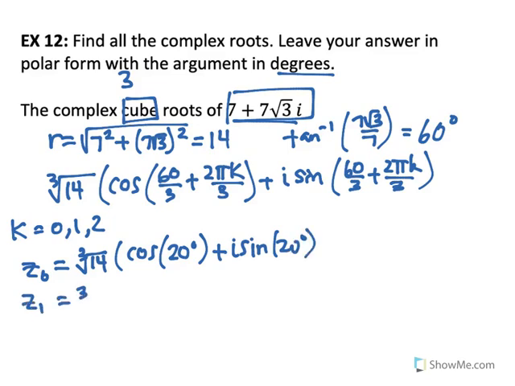For your z sub 1, we'll take the cube root of 14 times cosine. Now this k right here becomes a 1, and this was 20. So then I have 20 plus 2 pi. It does say it in degrees, so I should have written that as 360, and that would be a lot easier. That's all right. 360 times 1 is 360, divided by 3 is 120. So we get 120 plus 20 gives me 140.